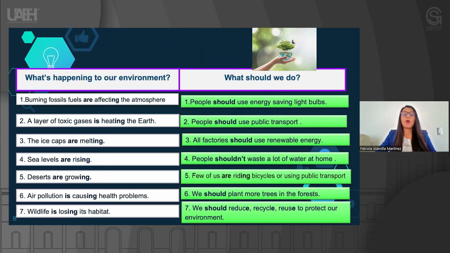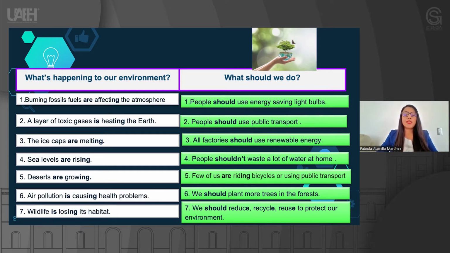With this topic, students, we are going to identify two structures. The first one appears in the first part of the box, and it says, what's happening to our environment? We're going to identify some problems. Let's check. Burning fuels are affecting the atmosphere, that's for sure. A layer of toxic gases is hitting the earth. The ice caps are melting. Sea levels are rising. Deserts are growing. Air pollution is causing health problems. Wildlife is losing its habitat.